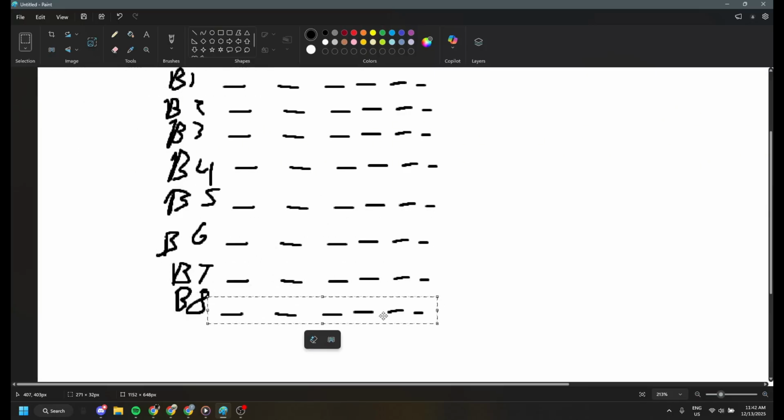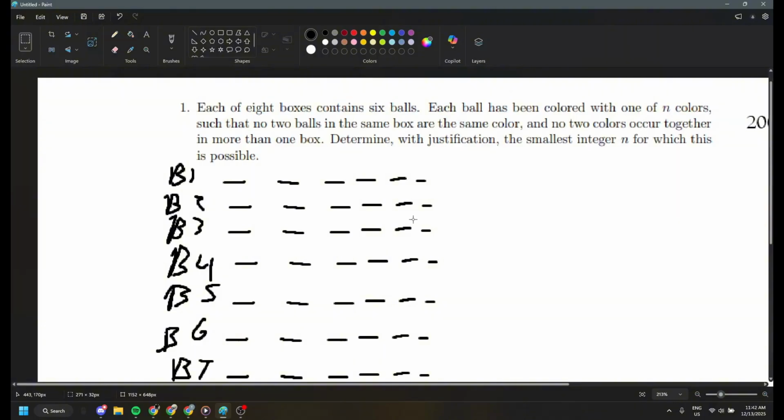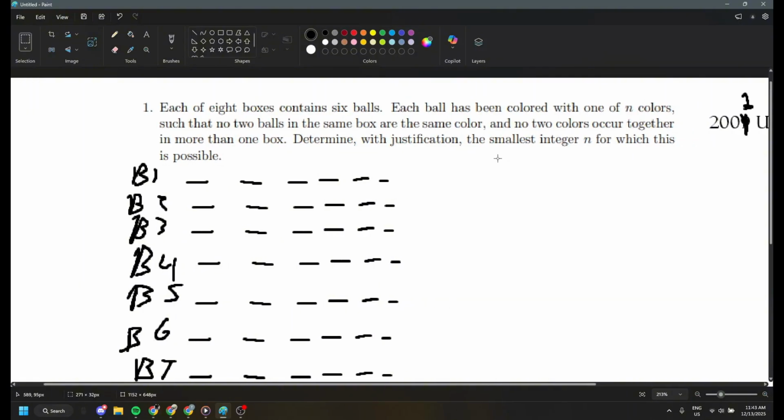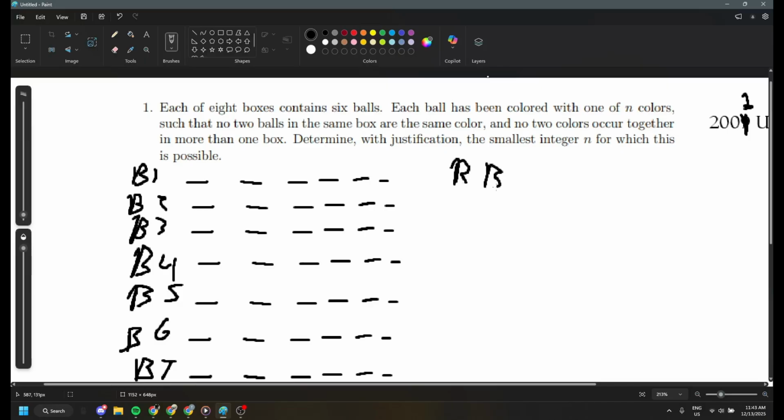Okay. So this is the problem. Each ball has been colored with one of n colors, so that no two balls in the same box are the same color, and no two colors occur together in more than one box. Oh, so we can't have, like, red and blue in one box, and red and blue in another box. We'd have to have a red and blue, then a red and green, or something, I think.